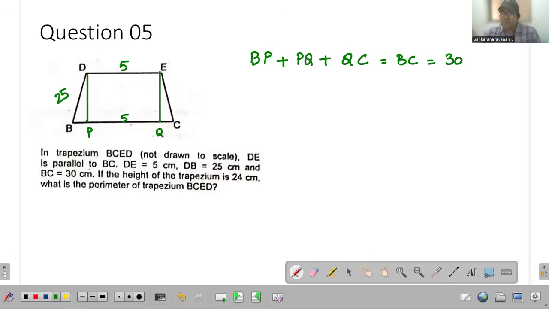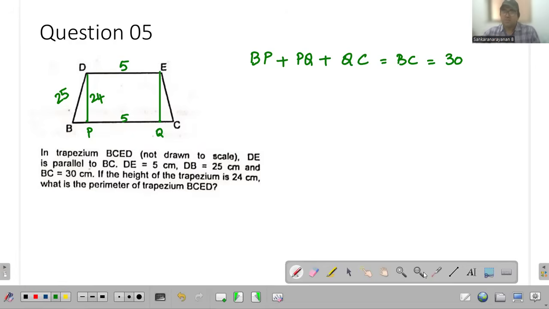What are the further things that they have told you? It is given DE is 5, DB is equal to 25. BC is equal to 30, so the full length is 30. Further, they have told you the height of the trapezium is 24 centimeters. Height means what? The distance between the two parallel lines. That is the height of the trapezium, and they have told you it is equal to 24 centimeters.